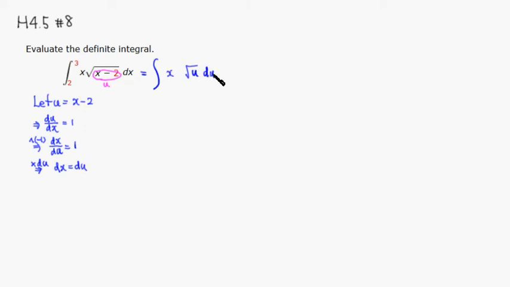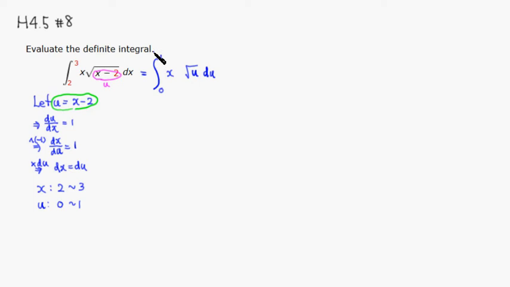Now we need to convert the lower limit and the upper limit. x is originally going from 2 to 3. Then u, we can do the conversion using the substitution equation. When x equals 2, 2 minus 2, so u is 0. And when x is 3, 3 minus 2 is 1. So the integral is from 0 to 1.